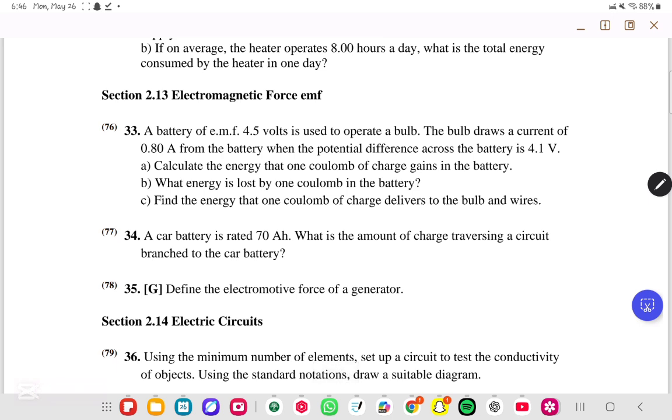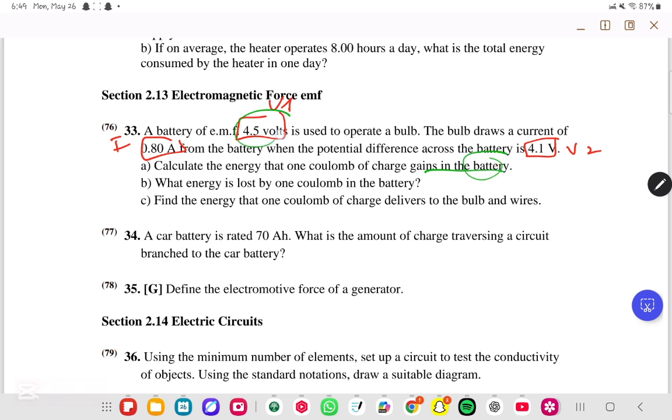We move on to section 2.13. What does it say in 2.13? So, question number 33. A battery of EMF 4.5 volts is used to operate a bulb. The bulb draws a current of 0.8 amperes. So this is voltage 1. This is the I. When the potential difference across the battery is 4.1 volts, this is voltage 2. They said calculate the energy of 1 coulomb of charge gained in the battery.